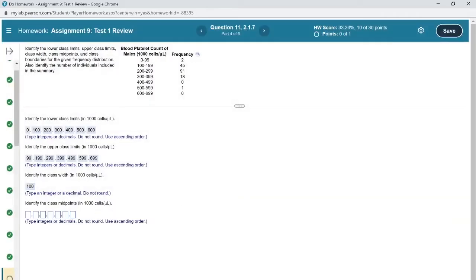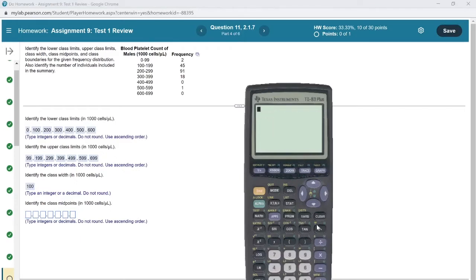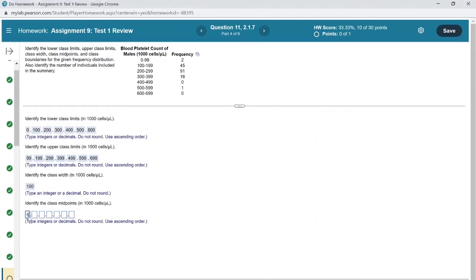Identify the class midpoints. So for the class midpoints, what is the midpoint of 0 to 99? Just 99 minus 0, divided by 2, which is, I'm going to use the calculator here, clear it, 99 divided by 2, that's 49.5. To get the midpoint for the next interval, you just have to add the class interval.